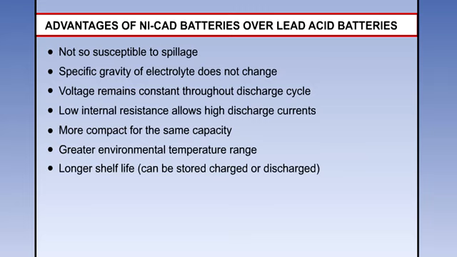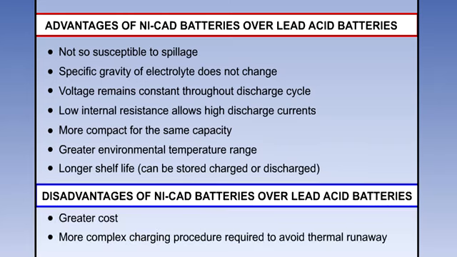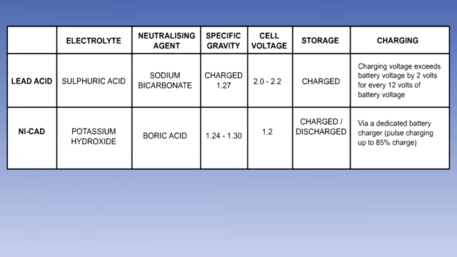That is the end of the lesson. On screen is a summary of the advantages that Nickel-Cadmium batteries have over lead-acid batteries. The main disadvantage that Nickel-Cadmium batteries have is the more complex charging procedure required to avoid thermal runaway. Spend a moment studying this table, then move on when you are ready. Displayed on the screen is a summary of the two types of battery. Again, spend a moment studying this before moving on.